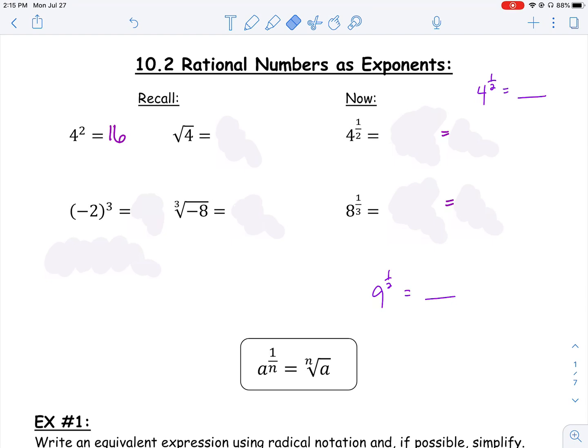Or if I have negative 2 cubed, negative 2 cubed means I have negative 2 times negative 2 times negative 2. Negative 2 multiplied 3 times. Or I could say negative 8.